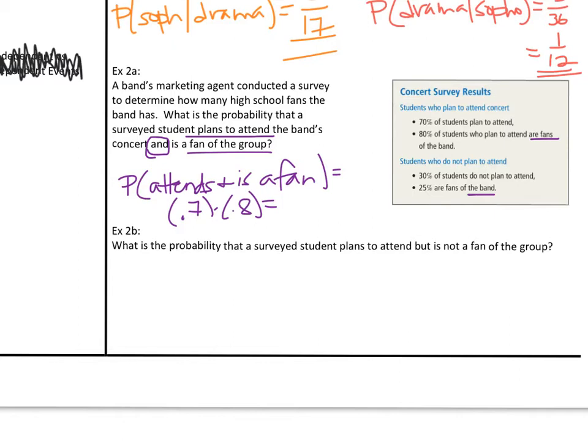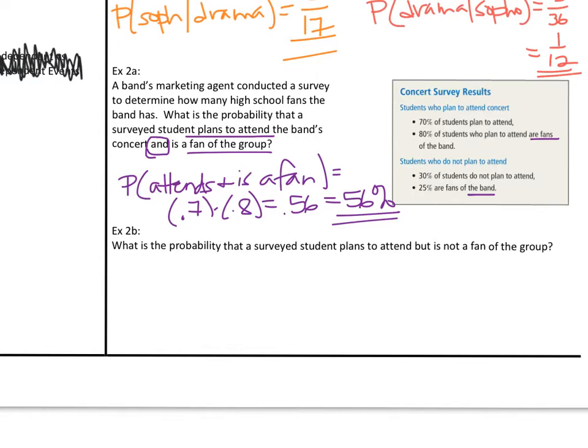So what is the probability that a randomly selected student who's at the concert is actually a fan of the band? Believe it or not, 0.7 times 0.8 is only 0.56. You would have a 56% chance of randomly selecting a student who planned on attending and liked the band.